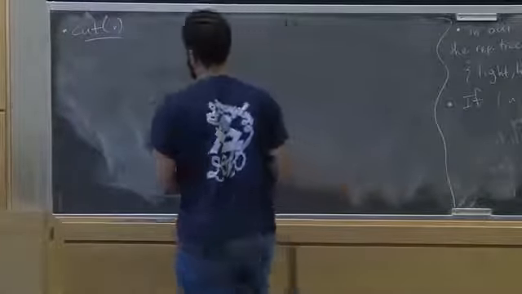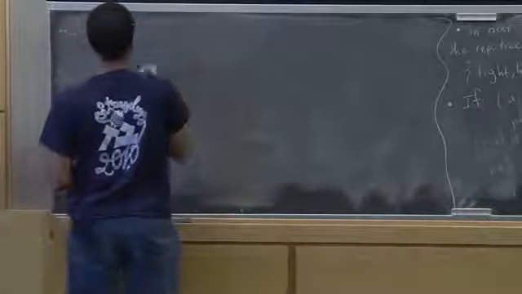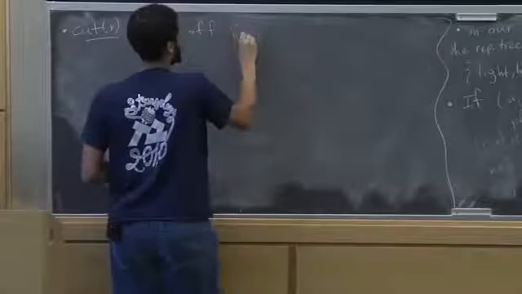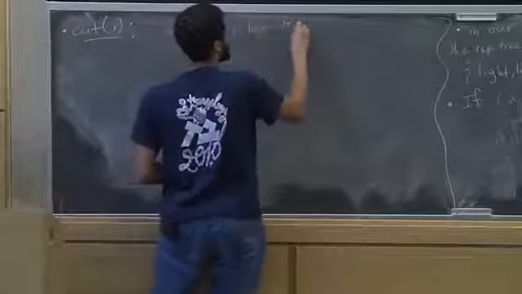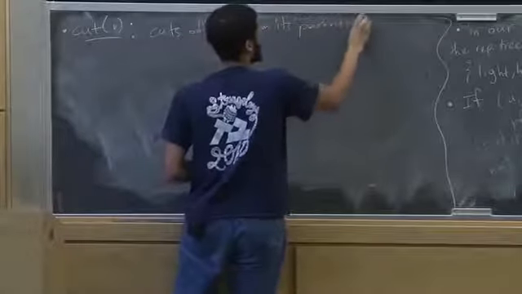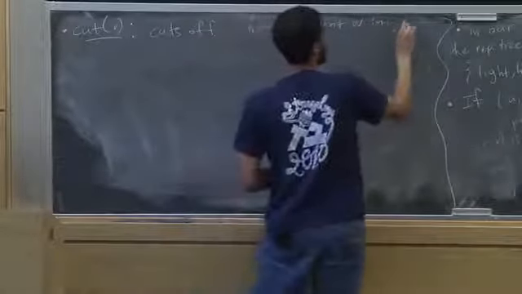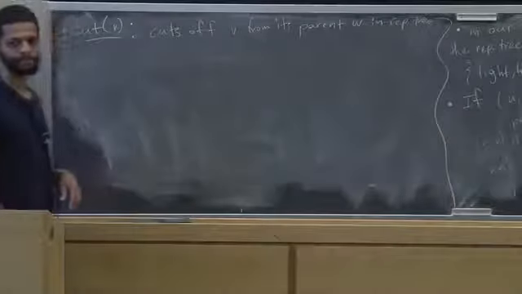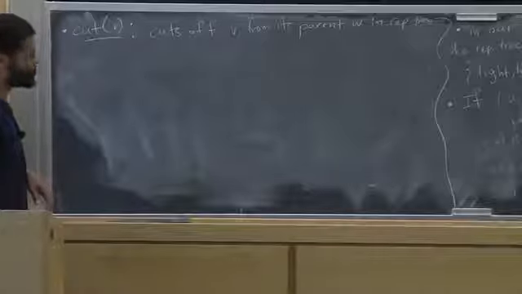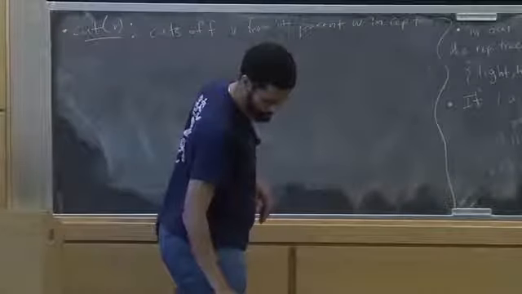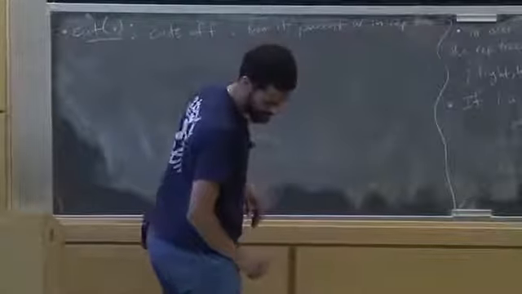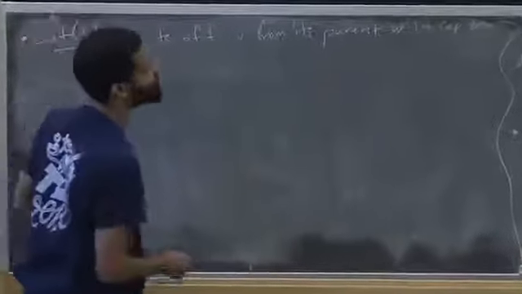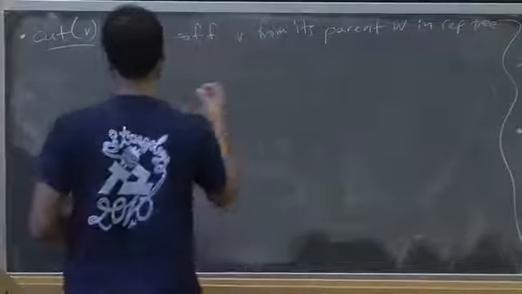What does this do? Remember, it cuts off V from its parent W in the represented tree. So what's the picture there? The first thing we did was an access to V. So let's again draw this represented tree.